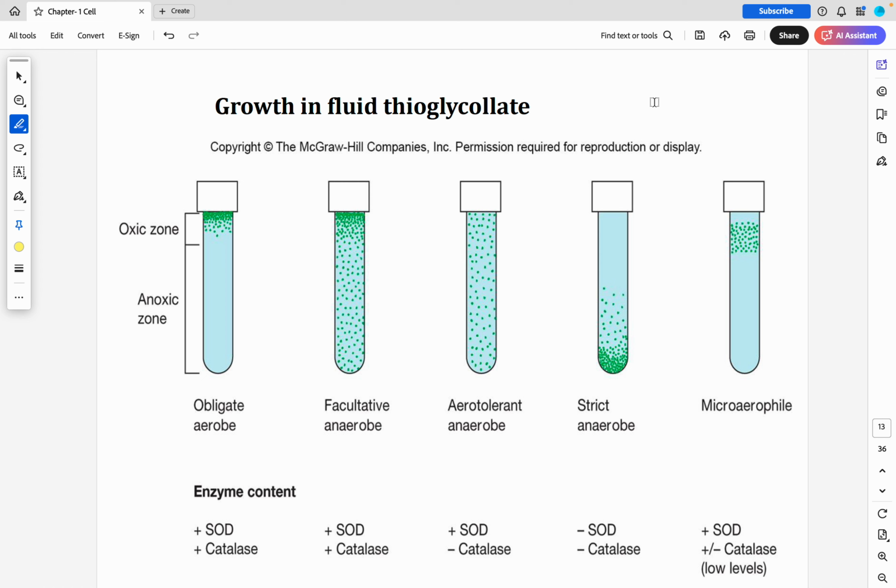I believe this is fluid thioglycolate. In the usual setting, the oxic zone is the zone on the upper portion. So here is the oxic zone. Those that grow here require oxygen. Facultative anaerobes, you appreciate the pattern. You expect that they will concentrate heavily on the top portion of the tube, and some are well distributed in the other portions. For aerotolerant anaerobes, there's no observable aggregation of microbes on the surface. Strict anaerobes are found at the bottom of the tube, and microaerophiles do not really aggregate on the surface portion, but still require oxygen, at lower levels, at lower vertical depth.